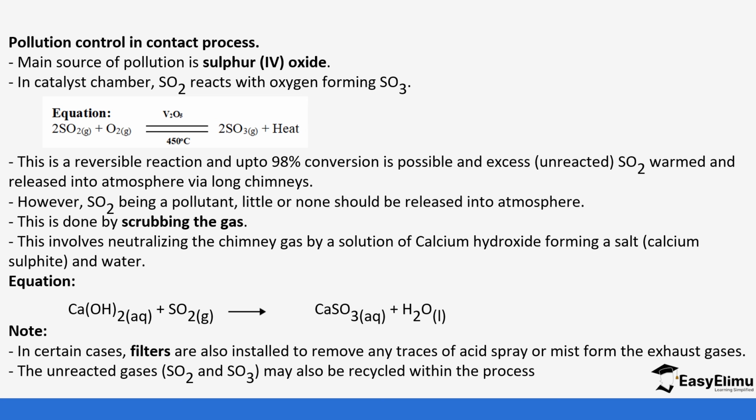In certain cases, filters are also installed to remove any traces of acid spray or mist from the exhaust gases. The unreacted gases, that is sulfur 4 oxide and sulfur 6 oxide, may be recycled within the process. So this brings us to the end. That's how the contact process occurs. You can go back to the video, pause in the places you didn't understand or where I was fast, and check those reactions slowly. It's a very commonly tested question in paper 2, so make sure you're able to answer those questions comfortably.